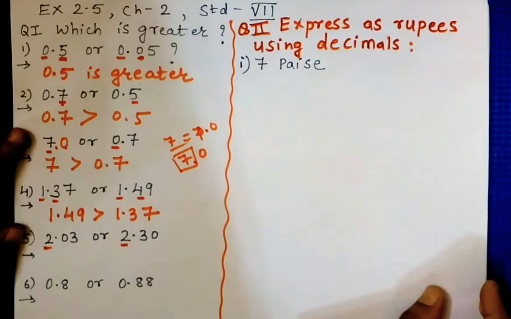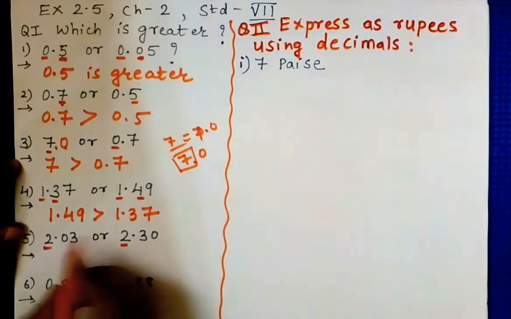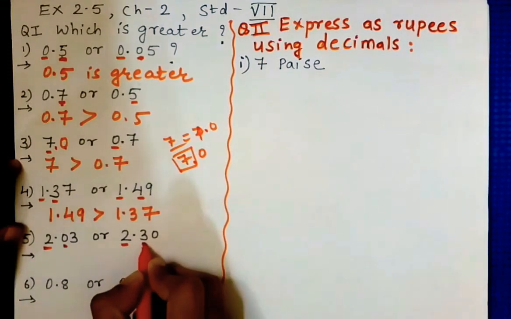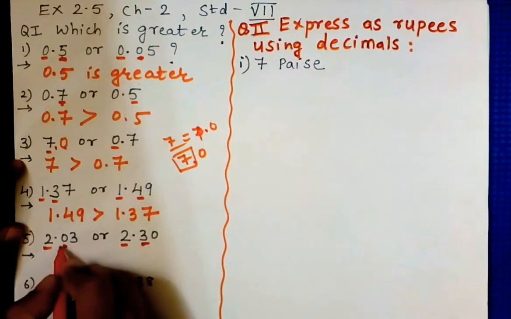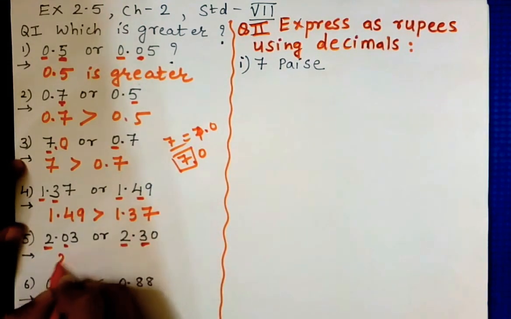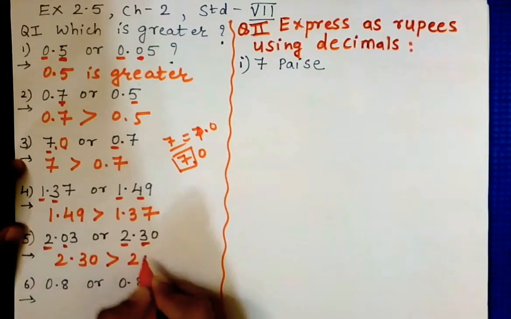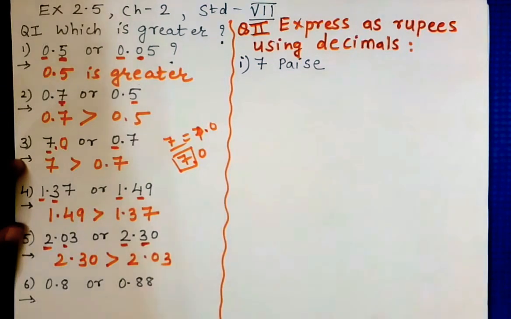Now fifth one, again first digit is 2 and 2. Both are the same. So now we will see the second digit, that is 0 and here it is 3. So 3 is more than 0. So this part is greater. So 2.30 is greater than 2.03.